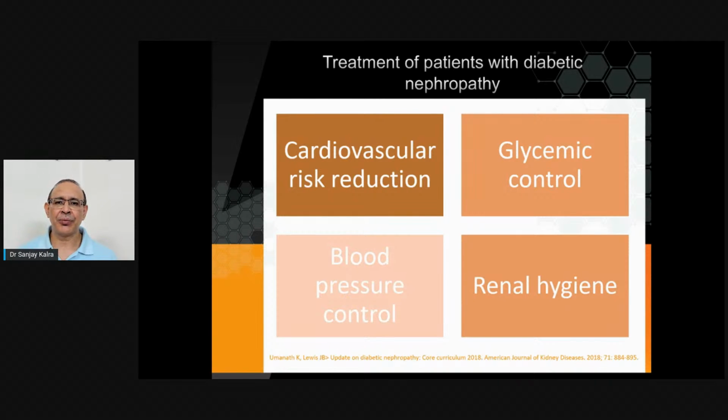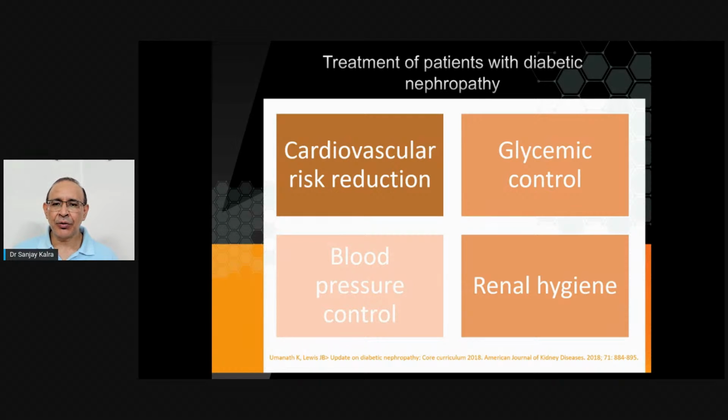The fourth and equally important part of managing DKD is renal hygiene. Now, what does renal hygiene mean? Renal hygiene means preventing, minimizing, or treating urinary tract infection, urinary tract obstruction, other modifiable causes of renal dysfunction, like obesity, like tobacco intake, like taking pan. So avoid substance abuse.